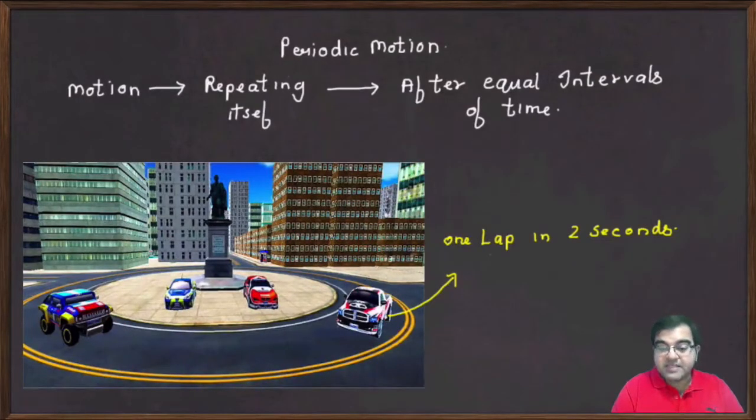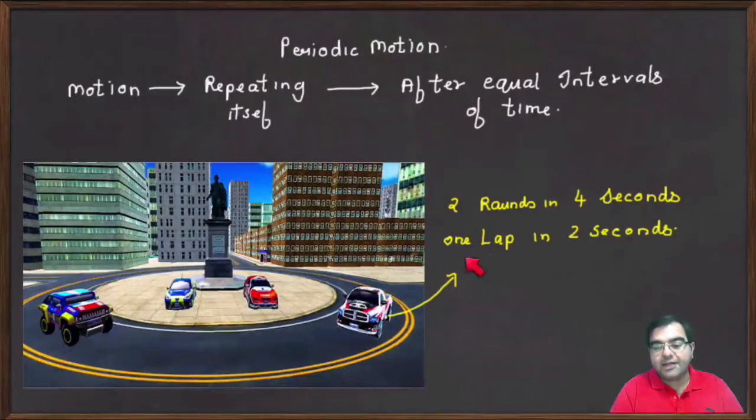So this lap is covered by this car in 2 seconds. So every 2 seconds, the car is going to repeat the motion, right? Every 2 seconds, this car would go on the same track. So after every 2 seconds, the car would repeat the motion. So it would take 1 lap in 2 seconds.